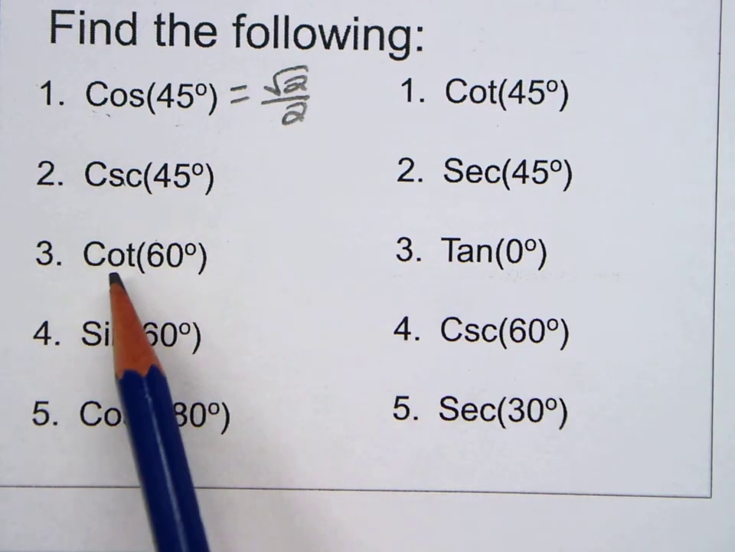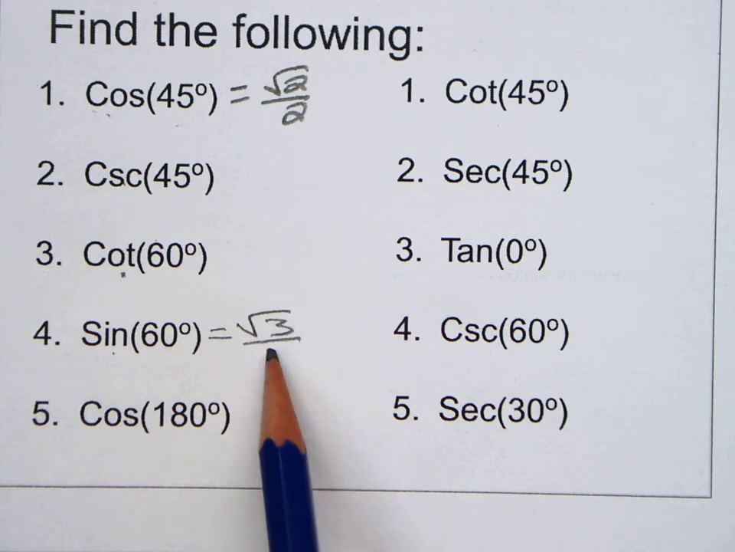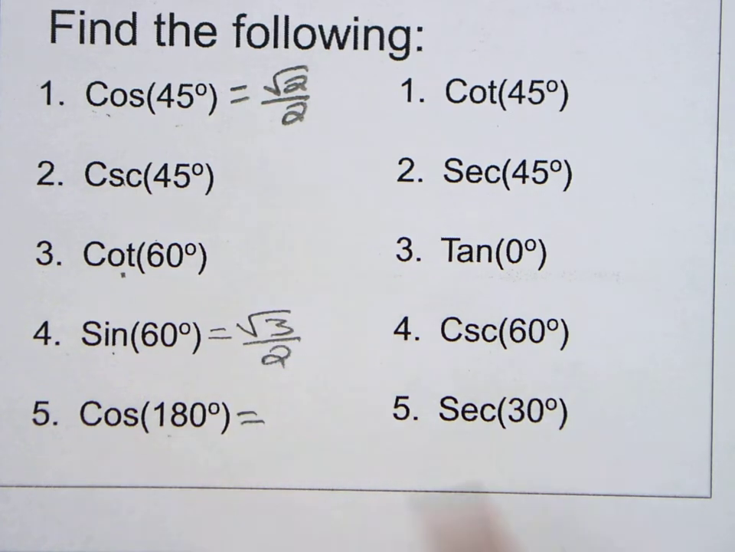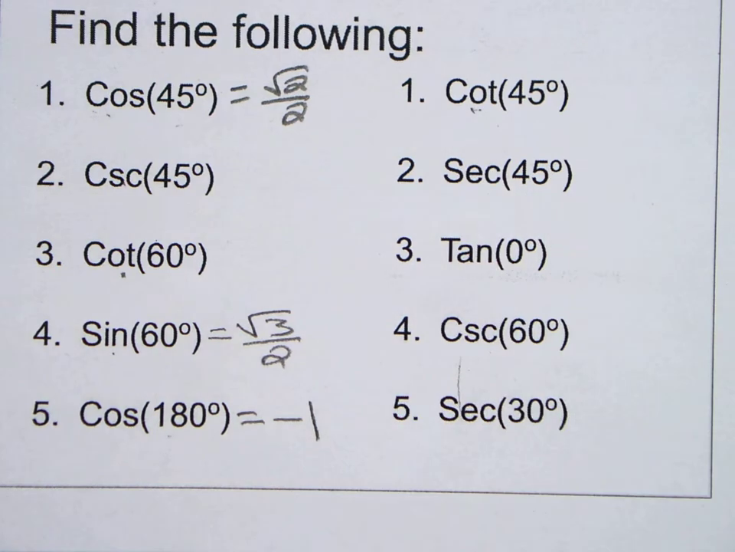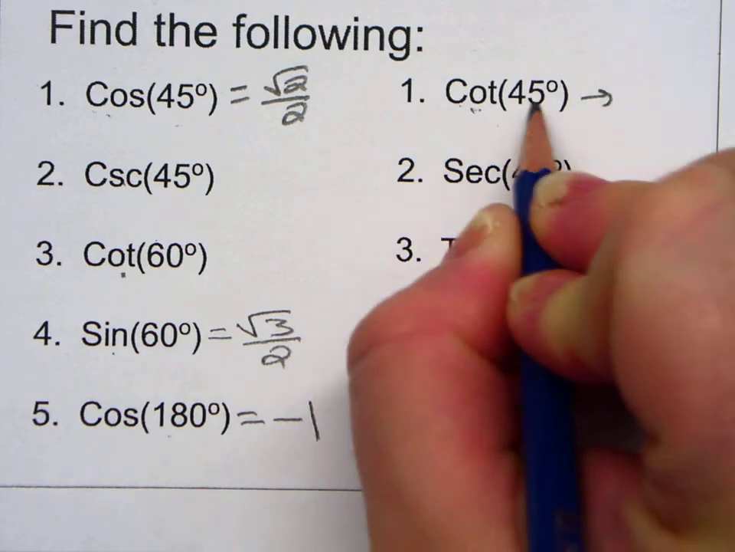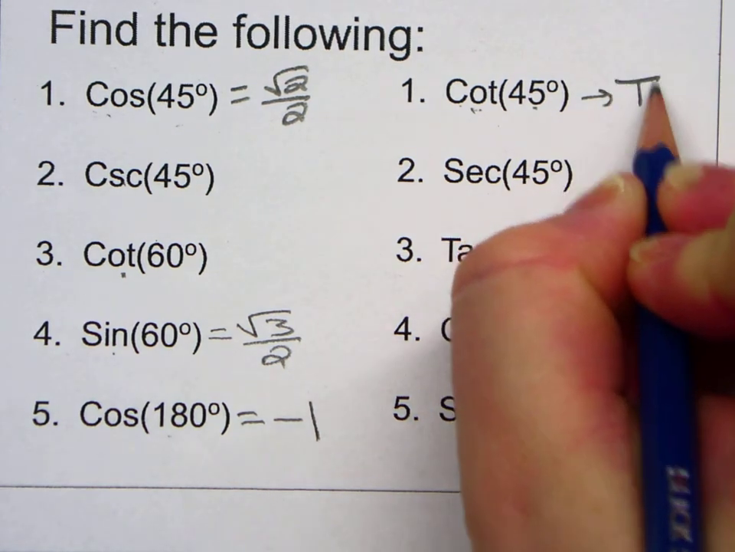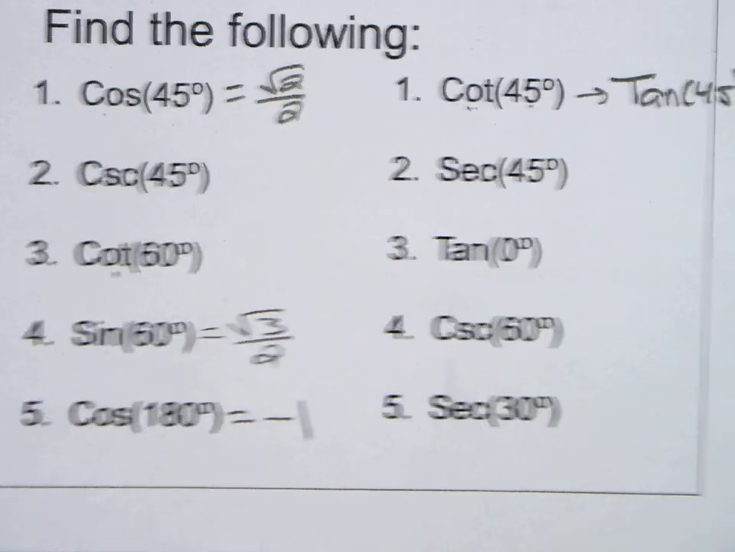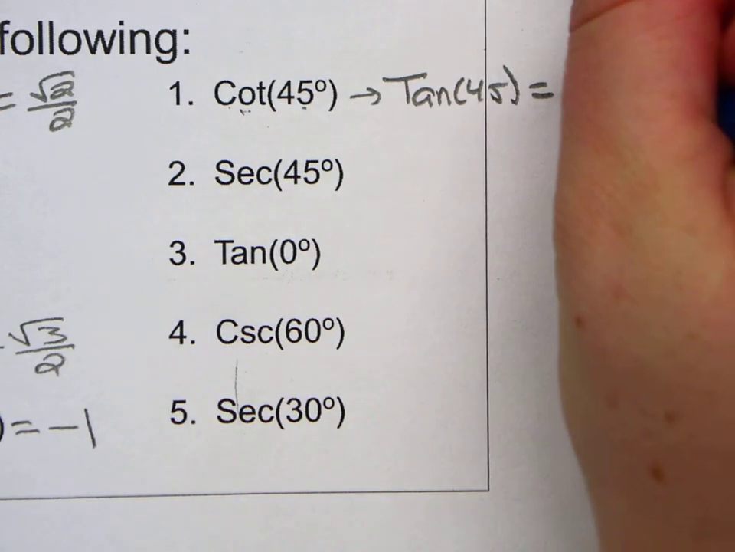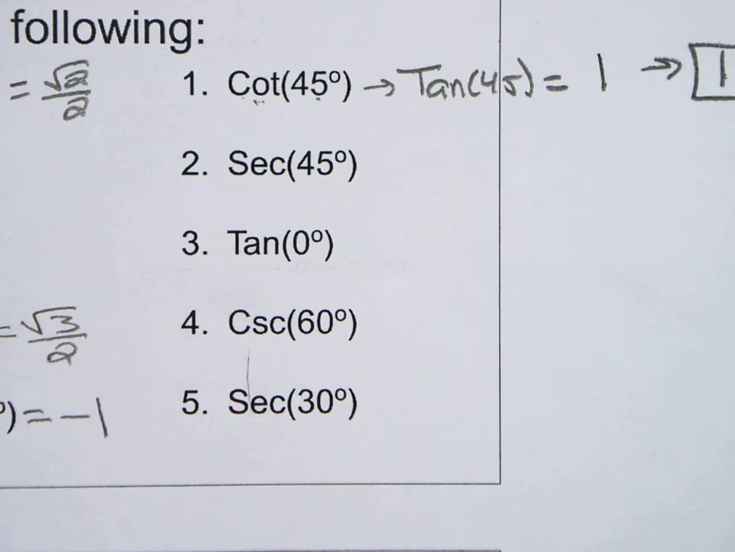Cosecant's a reciprocal. Cotan's a reciprocal. Sine of 60, that's your radical 3 over 2. Cosine of 180 is your negative 1. And all these are reciprocals. So let's go over this one, friends. This one's easy. So we don't know cotan of 45, but we do know its reciprocal, tan. So tan of 45 is what? Tan of 45 is just 1. What's the reciprocal of 1? 1. Done.